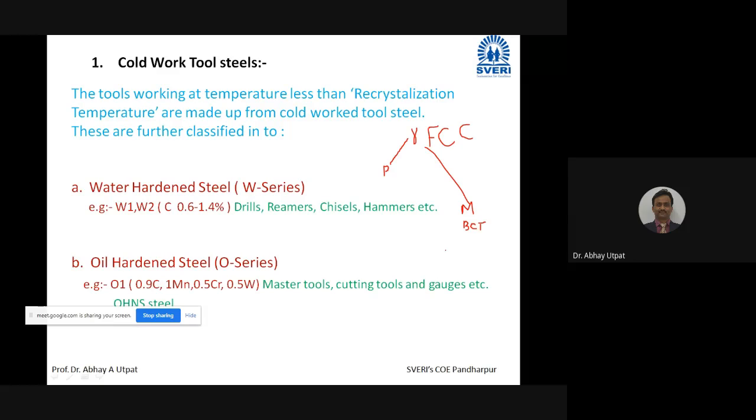Now, we have some notation. In that notation, the W symbol is used. If you use the design data book, you will not find the words water hardened steel, air hardened steel.